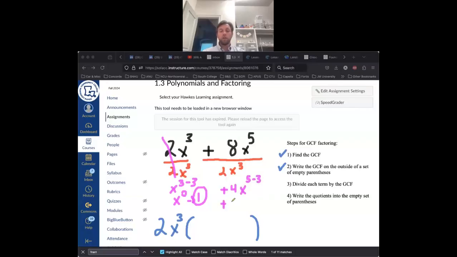And then that gives us what? 4x squared. That's what that means. Divide each term by the GCF just means divide them and take the quotient rule to simplify the resulting division. And so now take the quotients of 1 and 4x squared, and put them inside the empty parentheses: 1 plus 4x squared. And that is it.